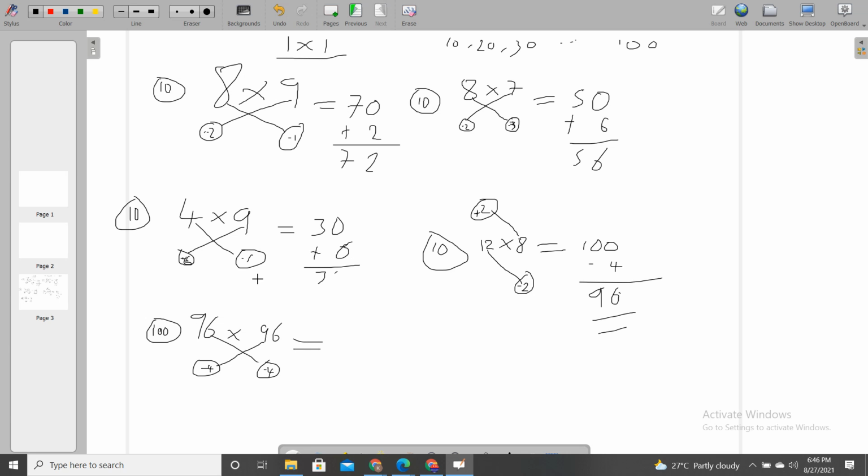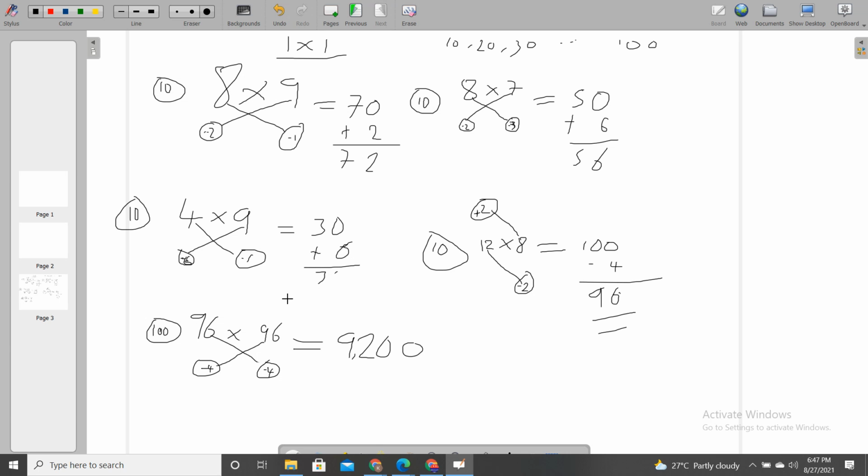Okay, so this is your crossway. So the answer would be what? 92, right? Then what will you do? You add your zeros to them. Okay. Because when you multiply, it will be like that. So you get 9,200.